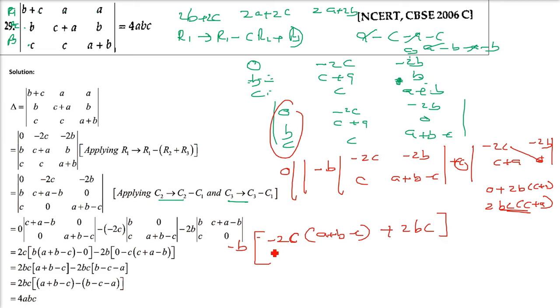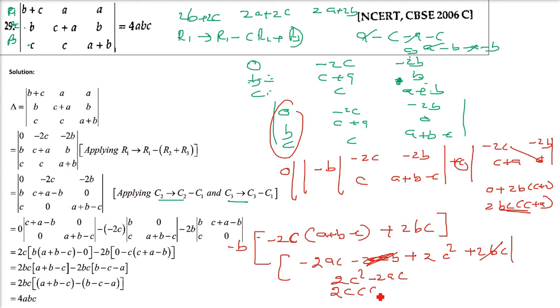So let us open it. So minus 2ac minus 2bc and plus 2c square plus 2bc. This 2bc gets cancelled, and here you can take 2c square minus 2ac. So 2 you can take common, and you can take c also common. So c minus a will come, right? C minus a. Okay.